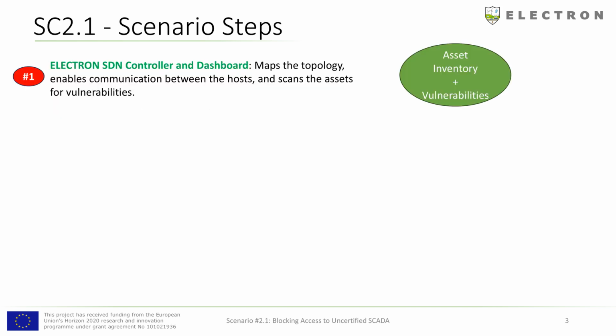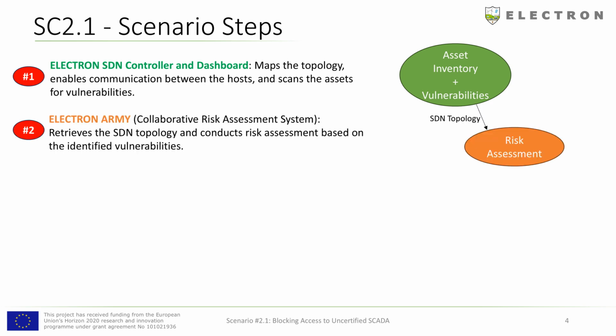Before starting the demonstration, this is a summary of the steps that will be followed by the ELECTRON components in this scenario. First, the ELECTRON SDN controller and dashboard discovers the network topology, initializes the SDN switches, and scans the assets for vulnerabilities. Next, the ELECTRON Army component retrieves the topology discovered by the SDN controller, and performs risk assessment based on the identified vulnerabilities.